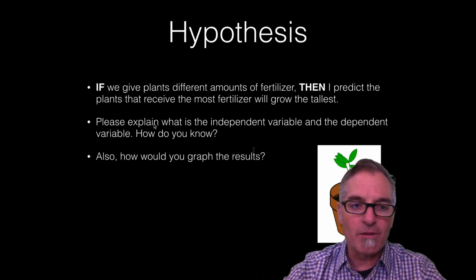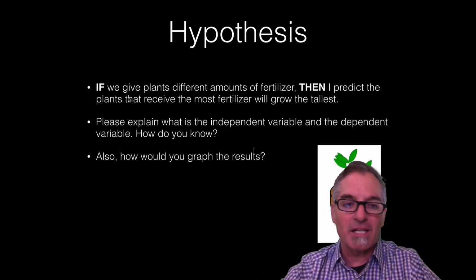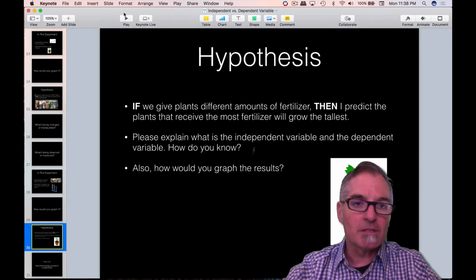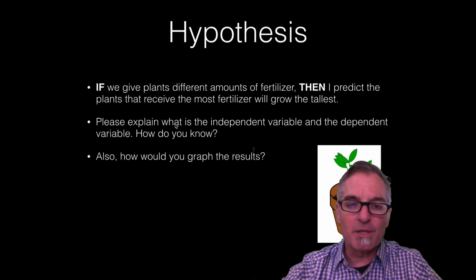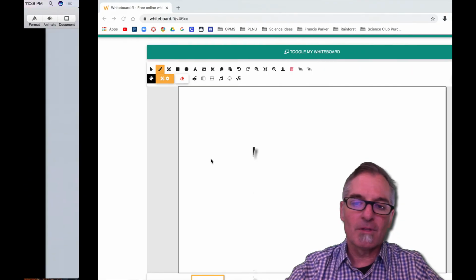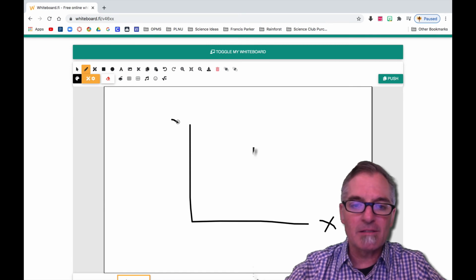This one has to do with fertilizer. If we give plants different amounts of fertilizer, then I predict the plant that receives the most fertilizer will grow the tallest. So again, please explain what's the independent variable and the dependent variable. How do you know? How would you graph the results? This is our last one. Yep, this is X and this is Y. Where does the independent variable go? On the X. Where does the dependent variable go? Now, what is the independent variable?